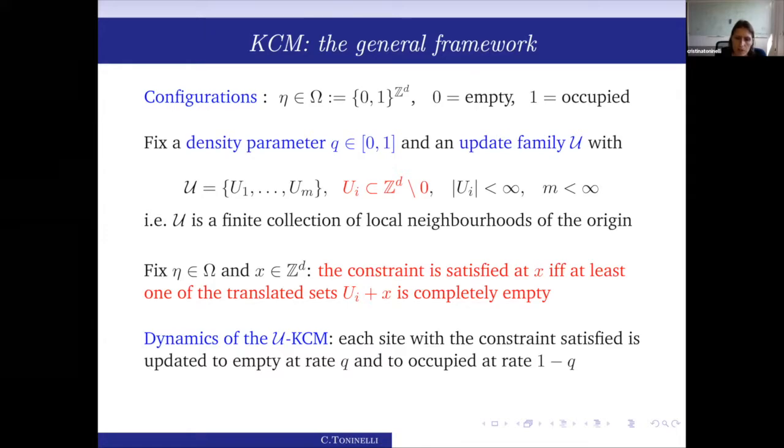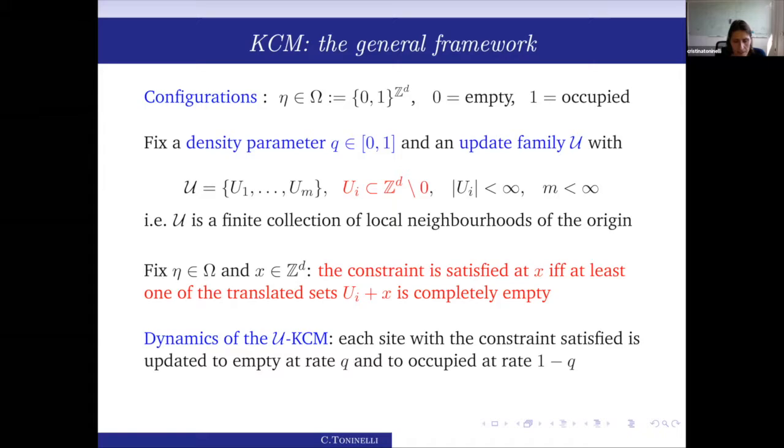I say that the constraint is satisfied at a given site X if and only if at least one of the translated at X of these neighbors of the origin is completely empty. Okay, this is a general way to rephrase the constraints.